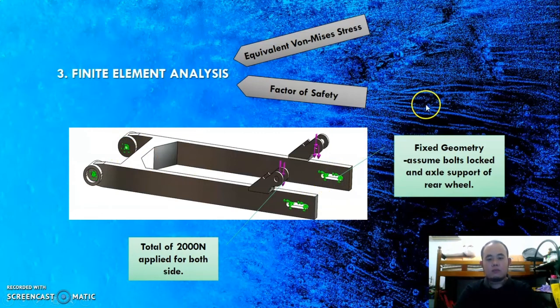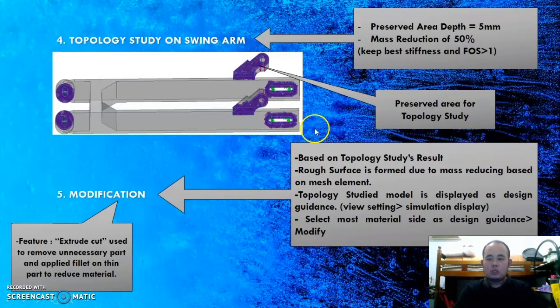And now we proceed to the fourth element of the methodology, which is the topology study on the swing arm. So the figure below here shows the preserved area for our topology study. And we set the preserved area depth at 5 mm. And our goal is to achieve a mass reduction of 50%, and to keep also the base stiffness and the factor of safety larger than 1.